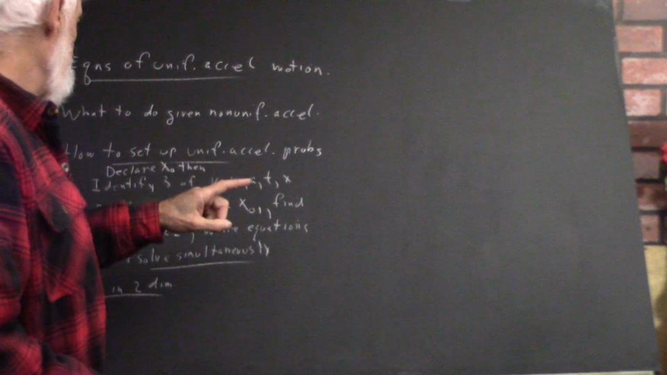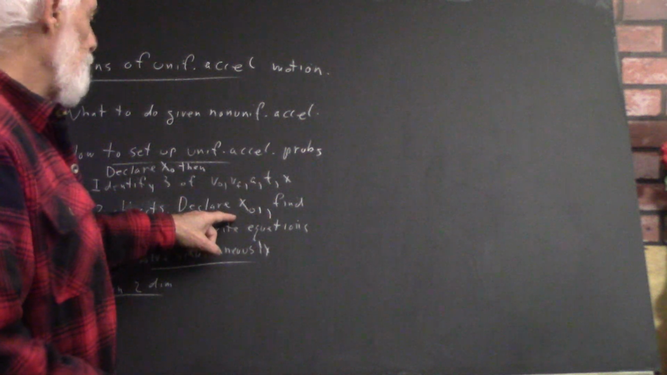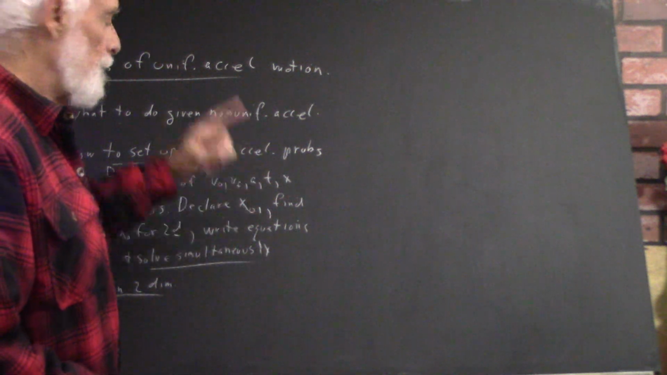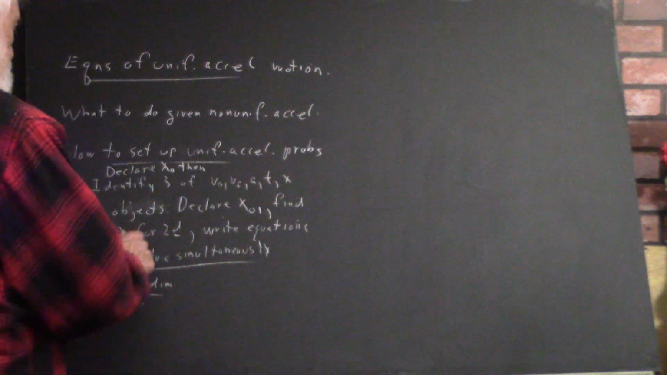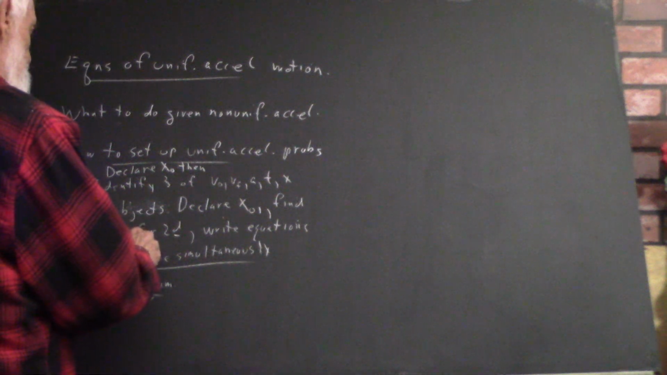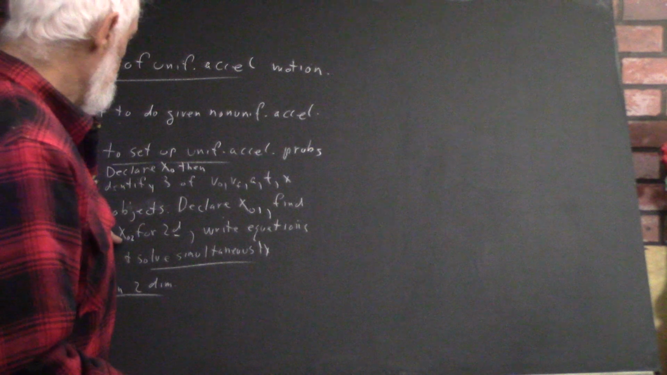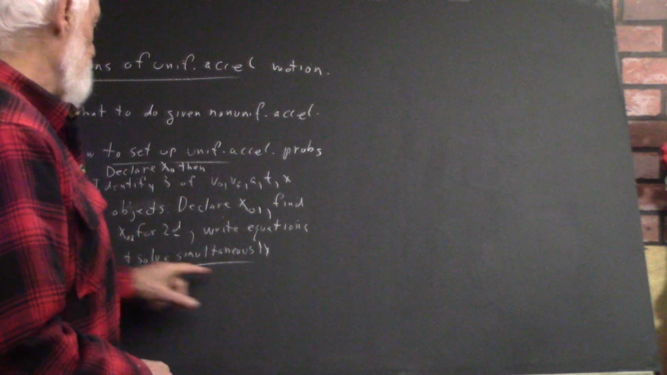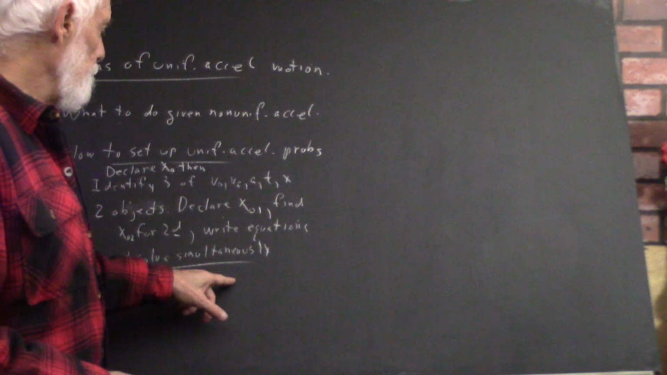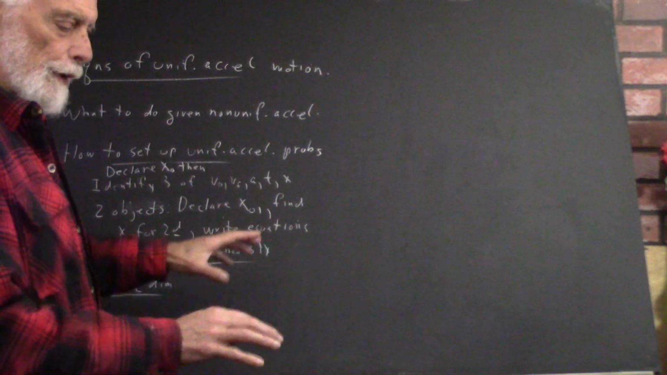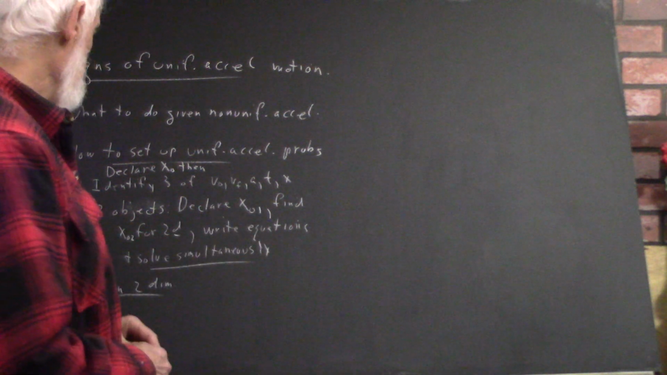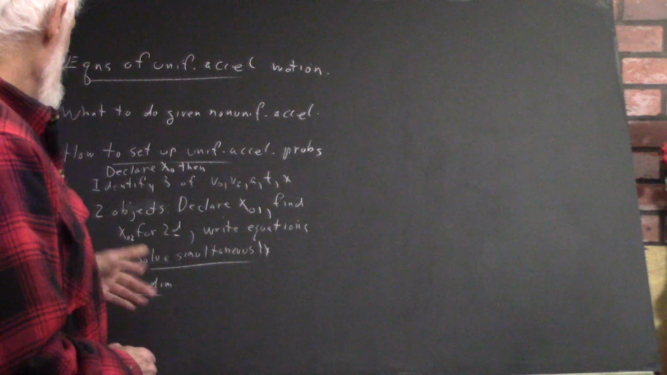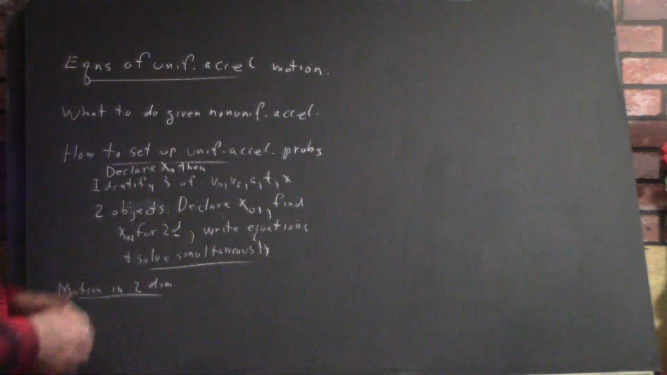You could declare x naught 1, the initial position for one of the objects, and then from that you can figure out what x naught 2 for the second object is. Write the equations and solve simultaneously, which often involves setting 2 expressions equal to one another, but not always. Sometimes you got to get a little trickier.